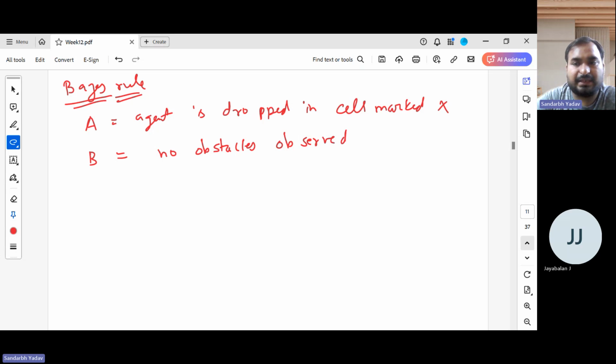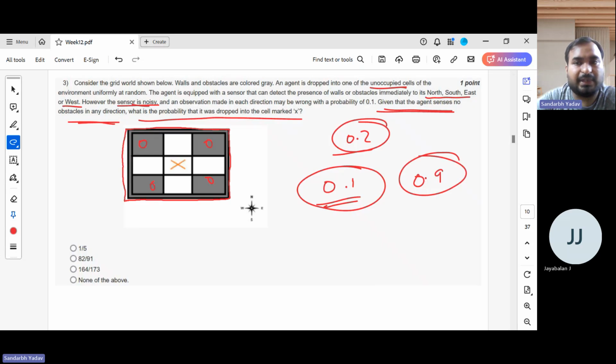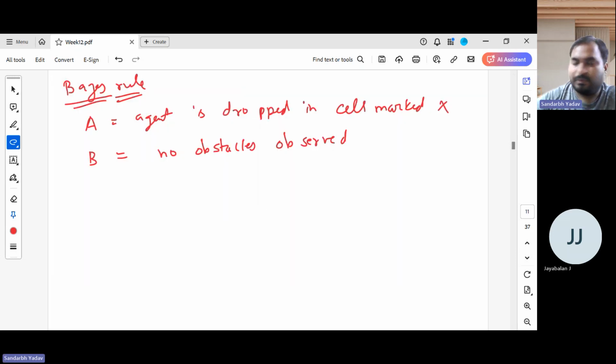But what they are saying is that, given that the agent senses no obstacle in any direction, so B is given to us, and based on that given condition, we have to find the probability that it was dropped into the cell marked X. So basically, what we have to find is a conditional probability, the probability of A given B, right?